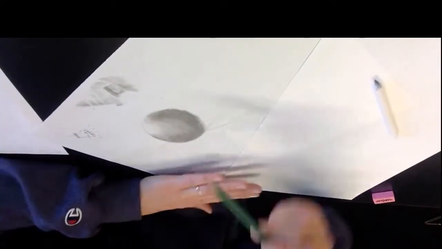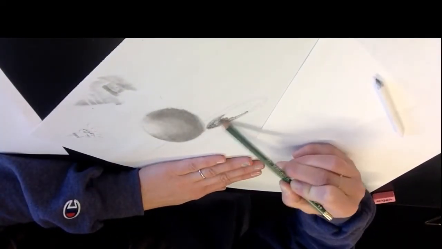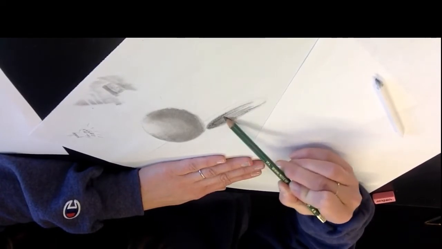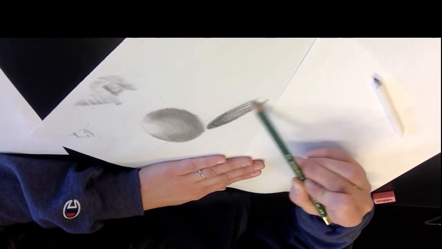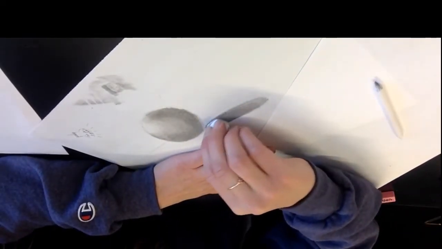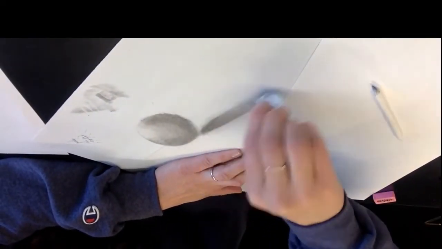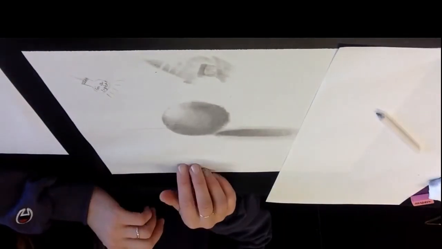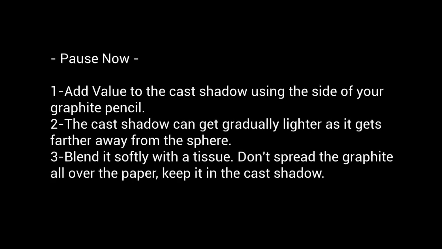The next thing I'm going to do is shade my cast shadow. So I'm making it darkest when it's closest to my sphere, and then it's going to gradually get lighter as it gets farther away. And when I blend this, I'm going to blend it with a tissue because I want the blending to look really nice and soft. And I don't want there to be any lines in there that sometimes the blending stump can leave behind.